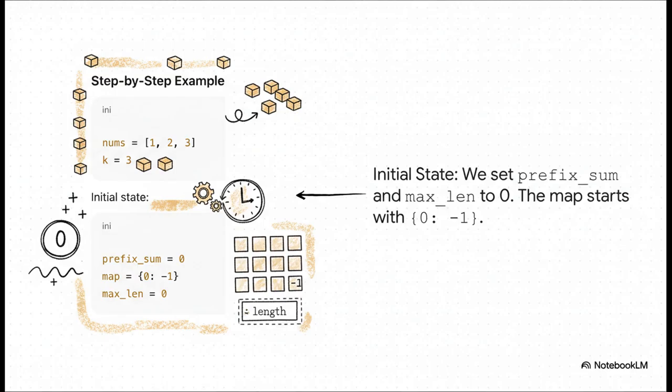And then we do this clever little setup. We put an entry in our map, 0, -1. Now, this might look weird, but it's a pro move that cleverly handles cases where the subarray we find starts at the very beginning of the array. You'll see exactly how it pays off in a second.